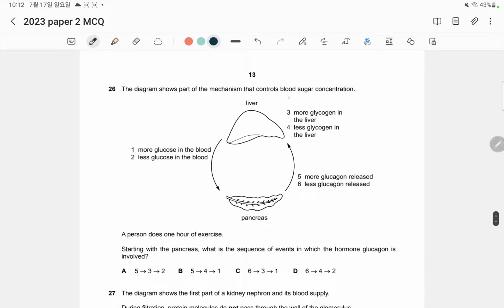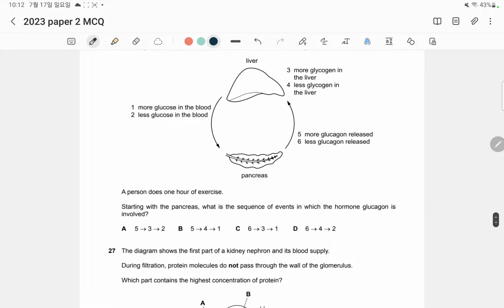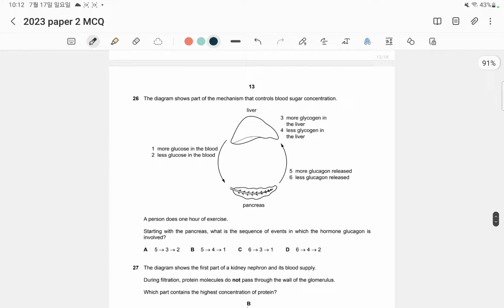So blood sugar concentration regulation, so homeostasis. Now the correct answer would be B.